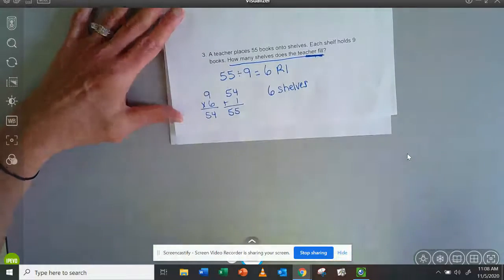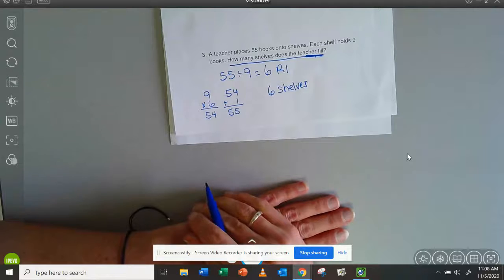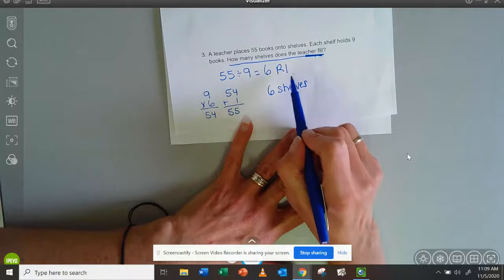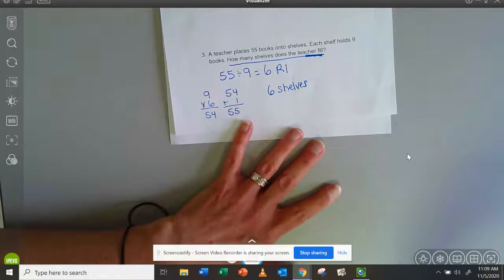If the question had asked how many shelves does a teacher need to use, I would have to say 6 shelves that would be full, plus 1 more shelf, but it's only going to have 1 book on it. So it would be 6 plus 1 is 7.